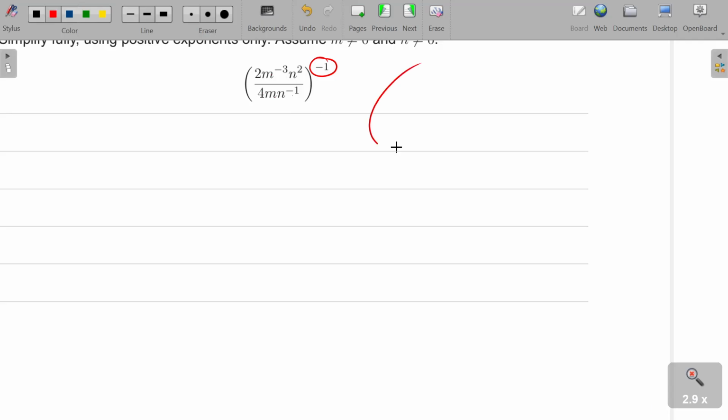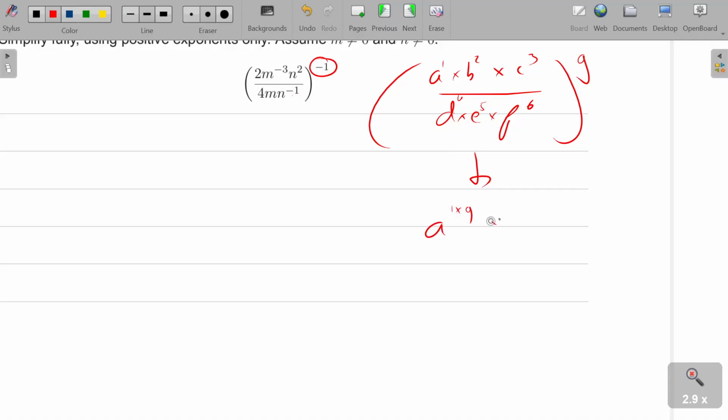Something to bear in mind is that if you have a problem like A times B times C and then D times E times F, and I'll just give them numbers, let's say 1, 2, 3, 4, 5, 6, and they're all raised to the power of G. This then becomes A to the power of 1 times G times B to the power of 2 times G times C to the power of 3 times G over D to the power of 4G, E to the power of 5G, F to the power of 6G. You can see how I got lazy there. But that's the basic idea over here.